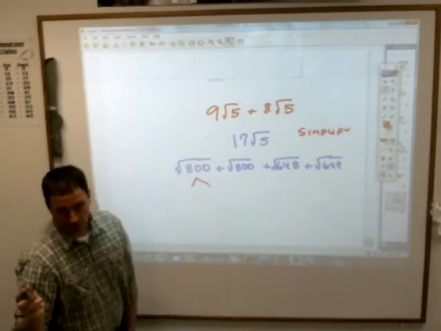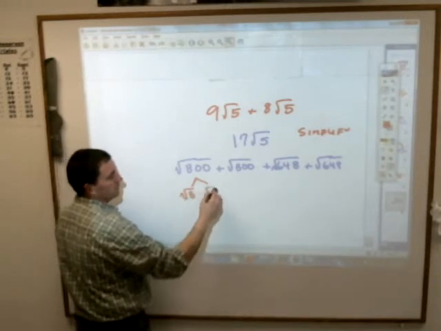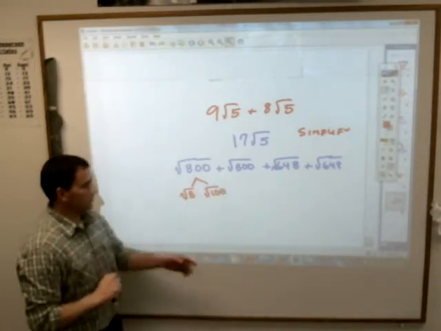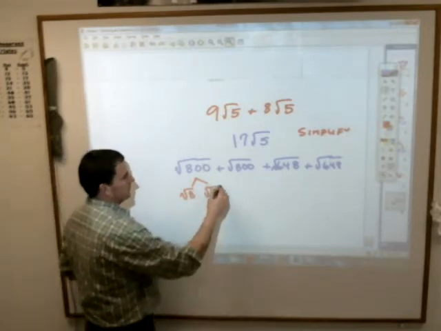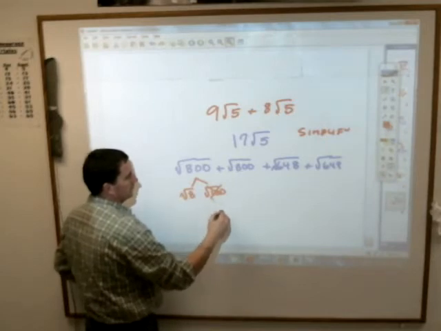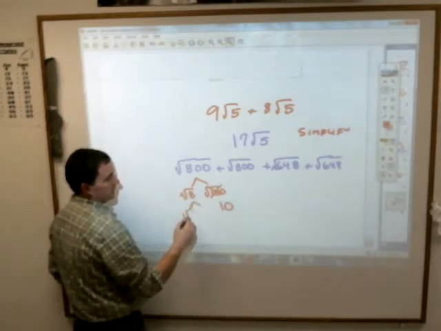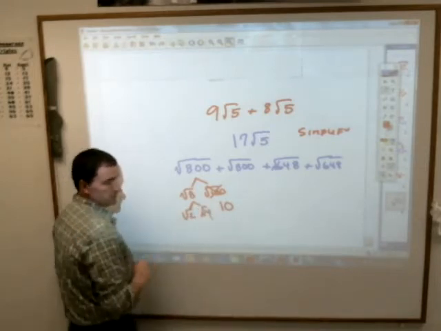Well, let's look at perfect squares. You could break it down into the square root of 8 times the square root of 100, correct? What is the square root of 100? 10. So you could cross off this thing and get a normal 10. What about the square root of 8? I can break that down into the square root of 2 times the square root of 4. What is the square root of 4?